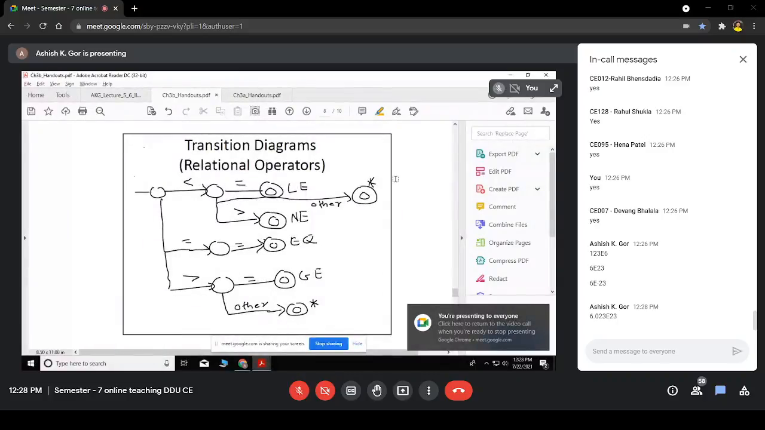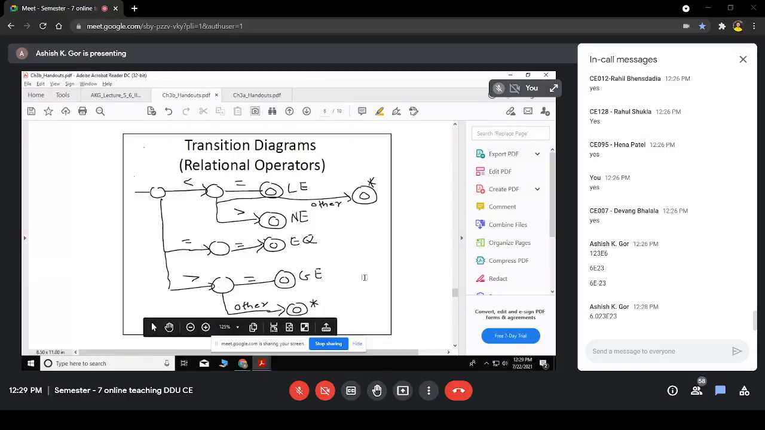In the same way, how will you draw a transition diagram for relational operators? Very easy. If it is less than, and after it you get another symbol, the token returned is LT. After less than, if it is equals to, and then other, it is less than or equal to. After equals to, if there is again a second equals to, it is the comparison operator equals. Same way, greater than followed by other is just GT. But if it is greater than and equals to, then it is greater than or equal. These are the various tokens.